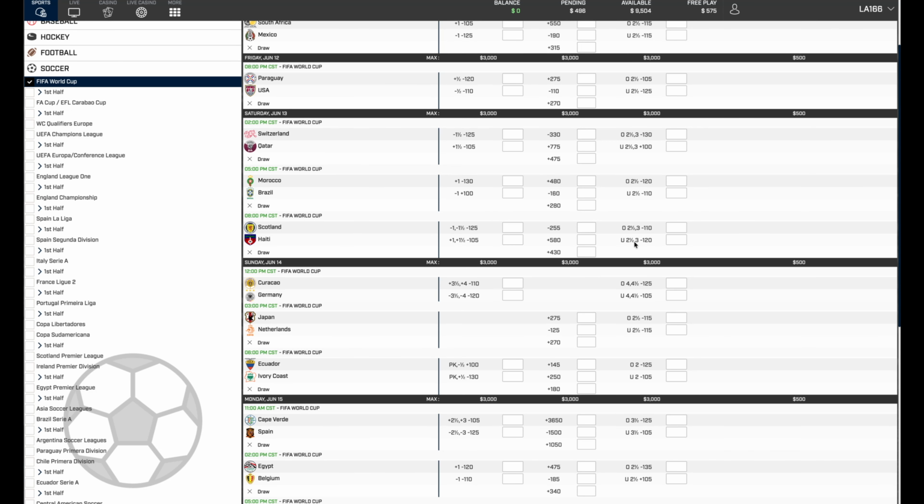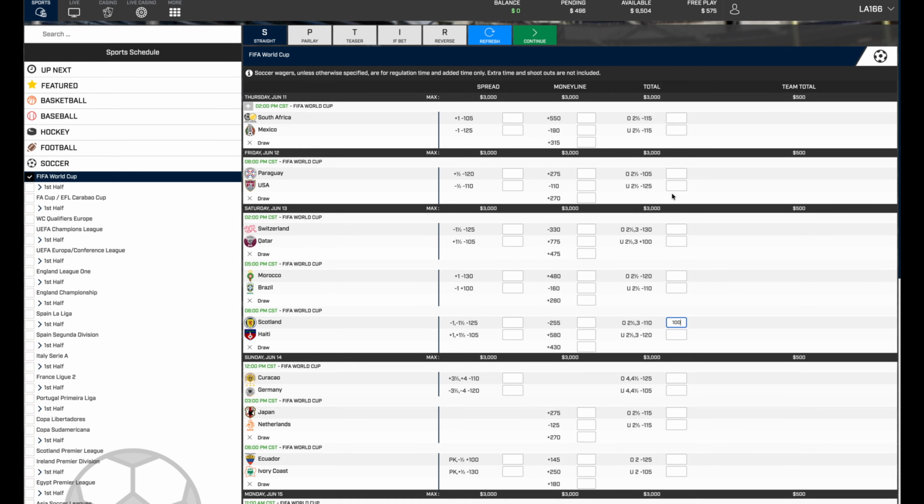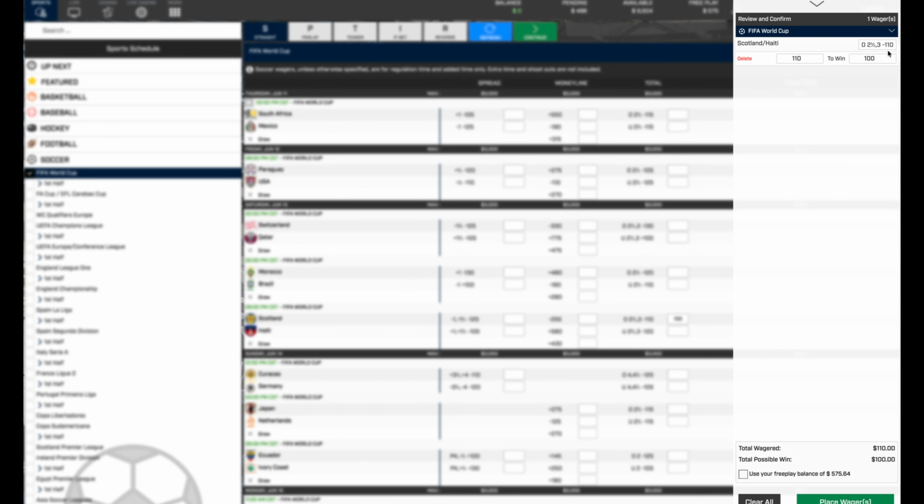Let's look at this over right here. Scotland over. If we make that bet right here, we bet $100, right? Now, it's minus 110. So you see we're risking 110 to win 100. If we wanted to just risk 100, we could do it like that, and we would win $90.90. But let's fix this to its normal way. So it's a standard win $100, risking 110.